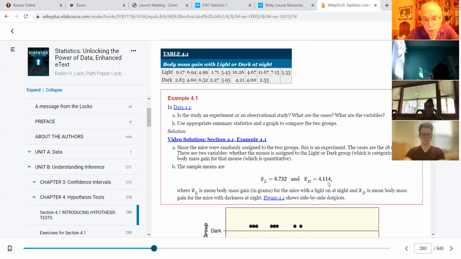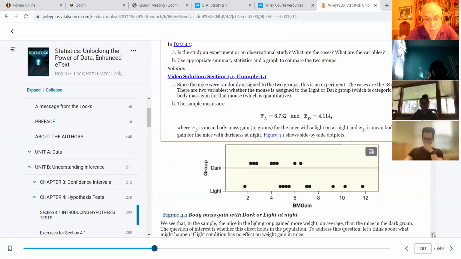So we have to determine whether the difference here is significantly different than 0, obviously, because if there's no difference between the two groups, the light group and the dark group, the difference between the two means should be close to 0. Obviously, the difference between these two numbers is not 0, it's positive, right? If we say the average for the light group minus the average for the dark group, that's 6.732 minus 4.114, that's 2.618, right? That's the difference between the two.